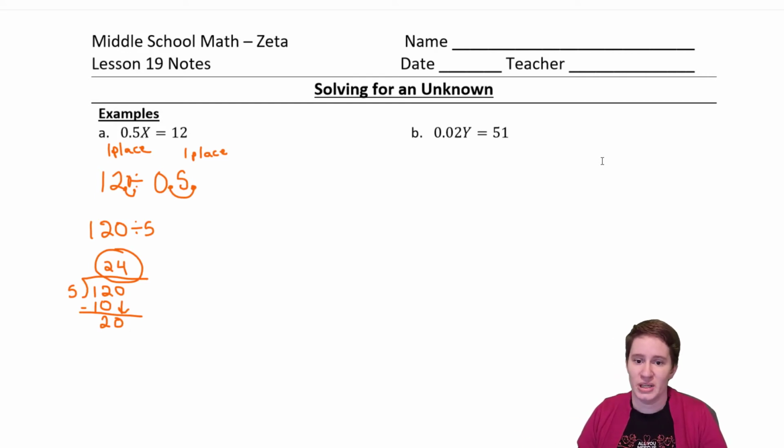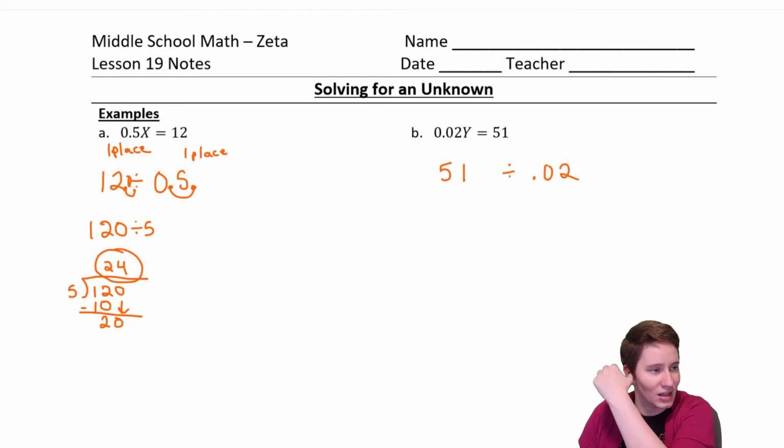Let's do B. So 0.02y equals 51. So we're going to do 51 divided by 0.02. And maybe it's easier if you don't put the extra 0, right? That it's just something we do sometimes. We put the 0 on the left side to kind of make it so the decimal is surrounded, I don't know why we do it.